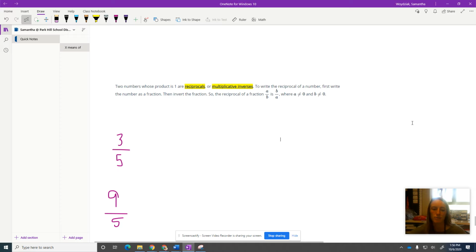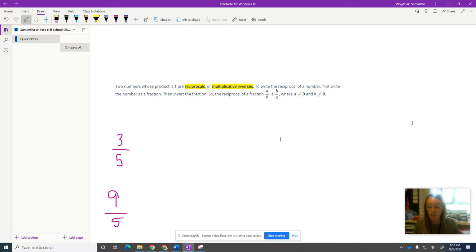All right, guys, so today we're going to talk about reciprocals. And you can see on the screen and on your notes, it says two numbers whose product is 1 are reciprocals. Or you might hear it called multiplicative inverses. And it says to write the reciprocal of a number, first write the number as a fraction and then invert it. So you can see, I think it's in your notes, it says like if you invert a cup, you turn it upside down. So that's really what we're doing with fractions.